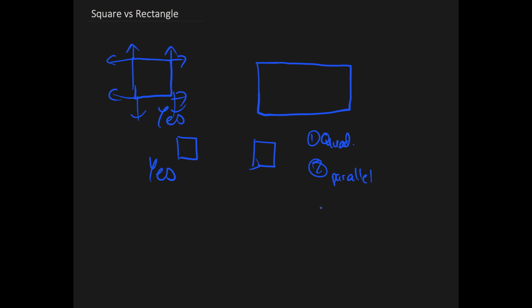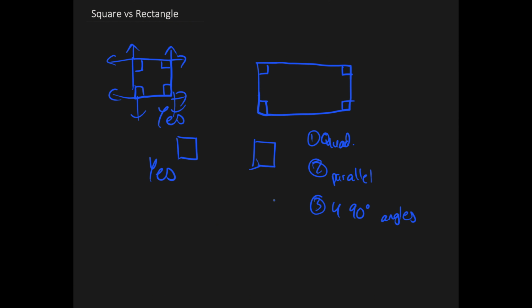Next, let's see, it has 4 right angles, right? 4 90-degree angles, right? Because like here, this is 90 degrees: right angle, right angle, right angle, right angle. Let's check here. Right angle, right angle, right angle, right angle.